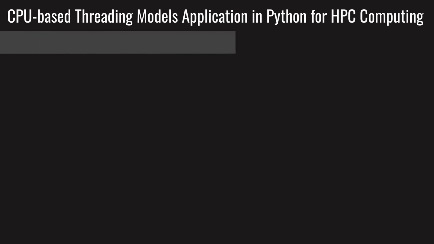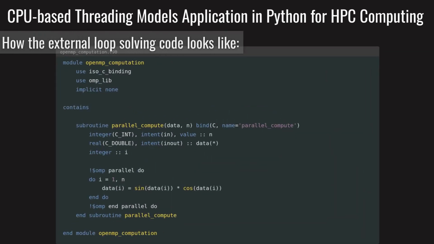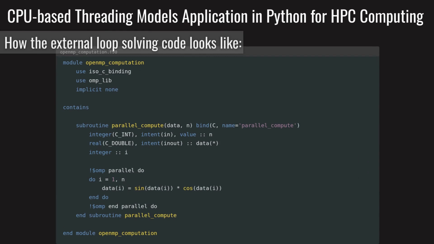In case you need to use Fortran code as an external loop solver, the best way to organize the code is to add the subroutine with the loops within the contains part of a Fortran module. You need to use ISO C binding module to provide data type interoperability with C, and adopt bind interface to define the C name of the subroutine. That way, the produced compiled code can be executed from within the Python code using ctypes module.